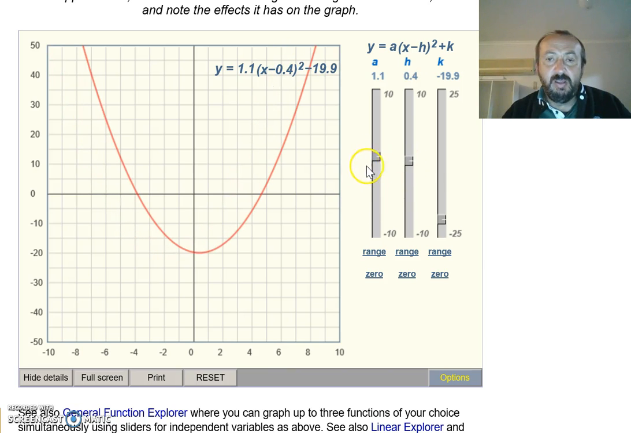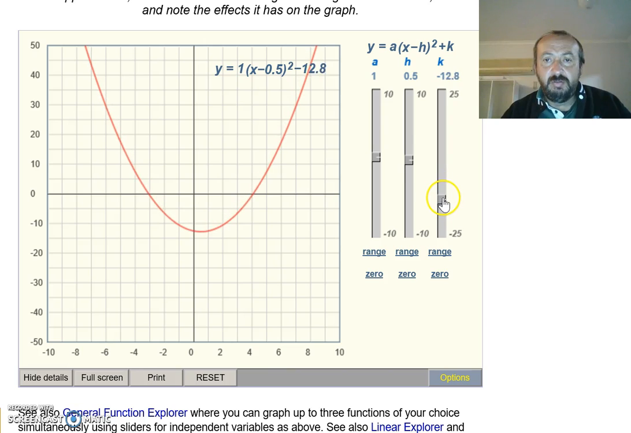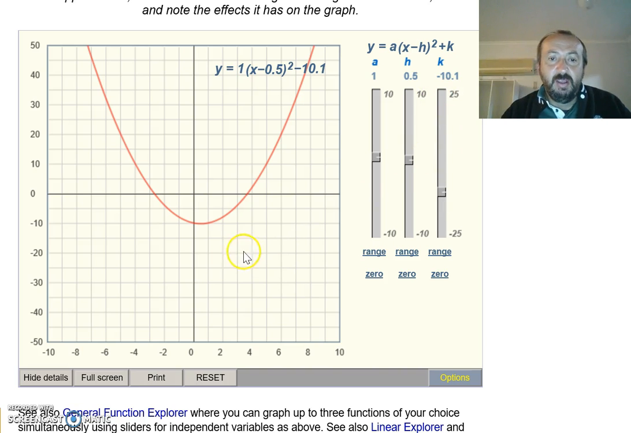So if I just want to make a pretty stock standard one, I'll make a equals 1. Just try and bring that down a little bit. There you go, here's 1. I'll just make h equal something easy, like I'll make h a half. And k, I'll just make k equal to something easy, like, see if I can get it to minus 10. Imagine that's minus 10 anyway.